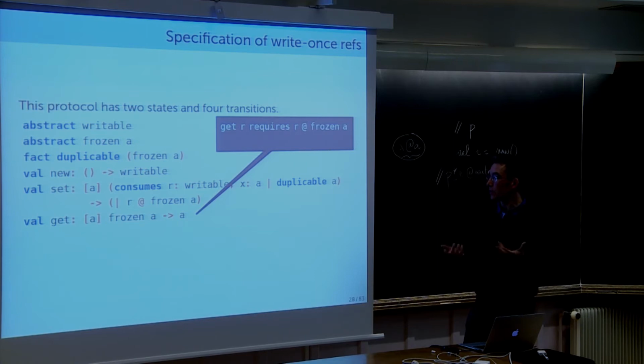No, so you just have one copy. If I have r at writable, if I give it to a function that consumes it, then I lose it. And I cannot have 2 copies of it.